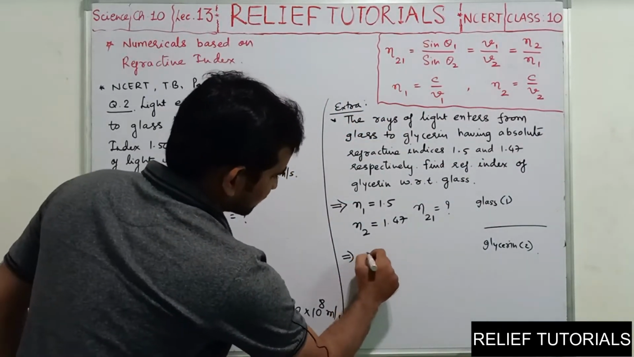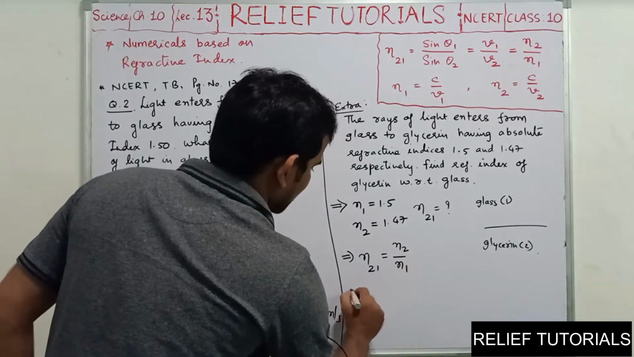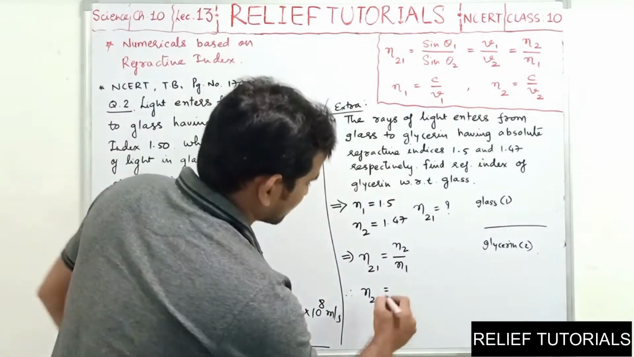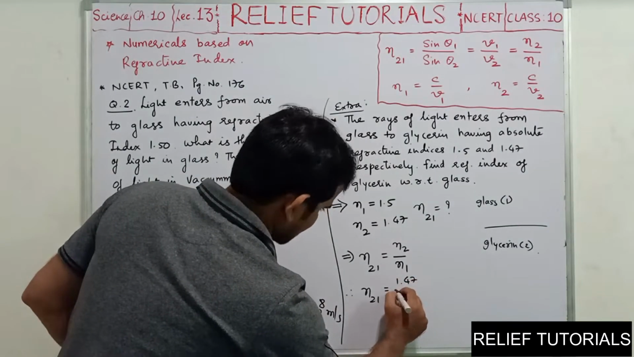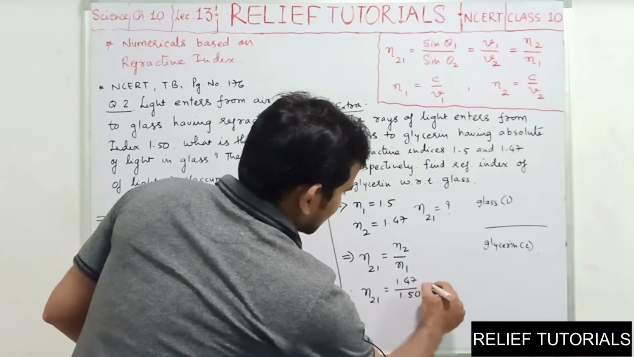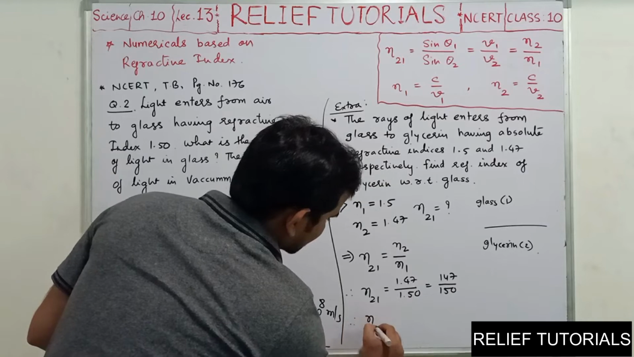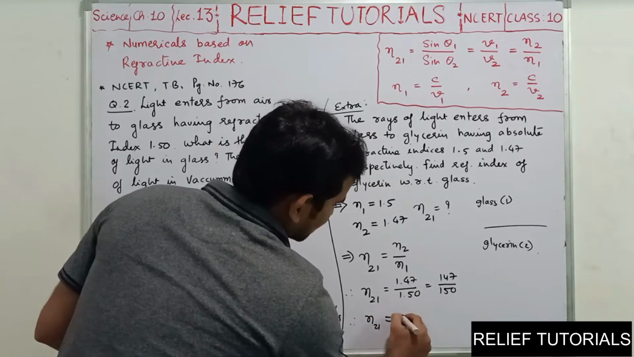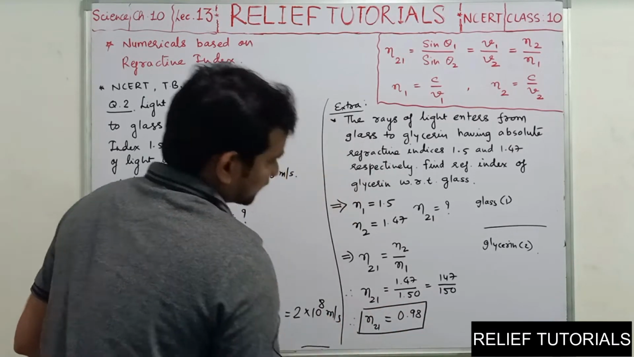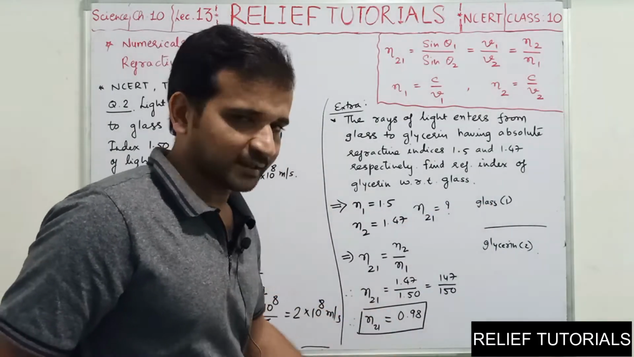So eta 21 is equal to eta 2 by eta 1. Therefore, eta 21 is equal to eta 2, 1.47, upon eta 1, which is 1.50. So it would be 147 upon 150, and the division of these two will be 0.98. So the refractive index of medium 2 with respect to medium 1, meaning the refractive index of glycerine with respect to glass, is 0.98.